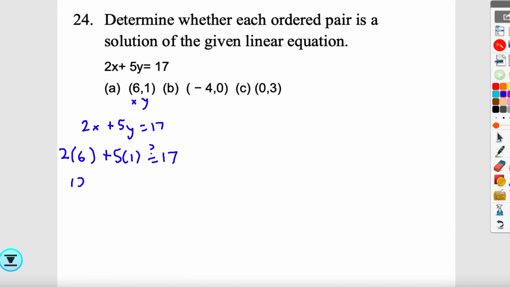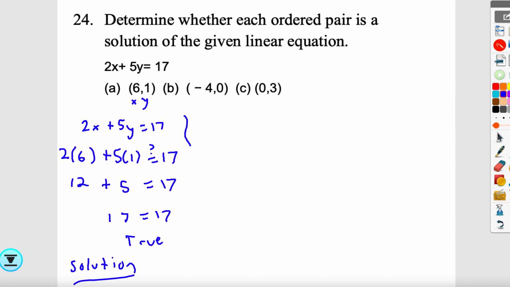2 times 6 is 12. 5 times 1 is 5, equals 17. 12 plus 5 is 17, so 17 equals 17, which is a true statement, which means it's a solution. So we stop here.